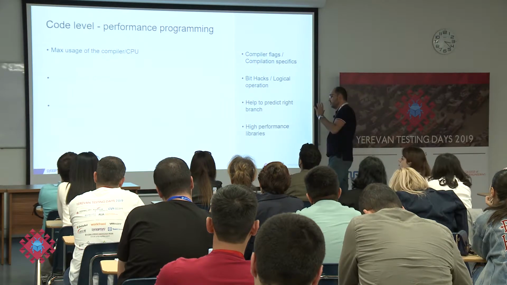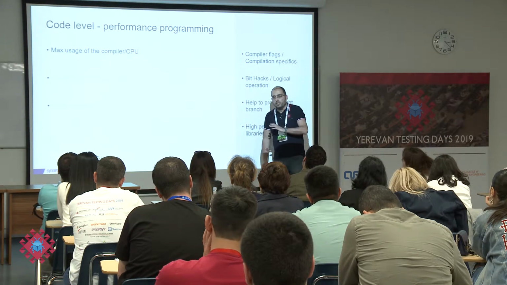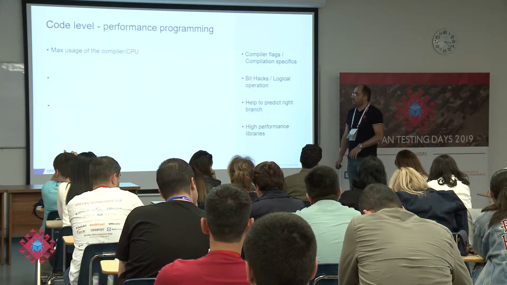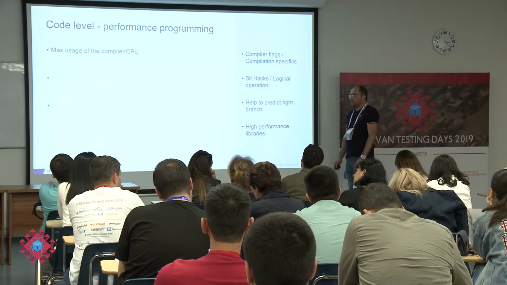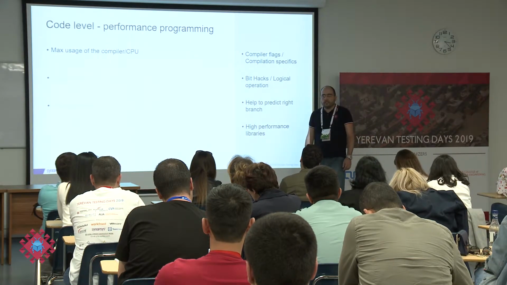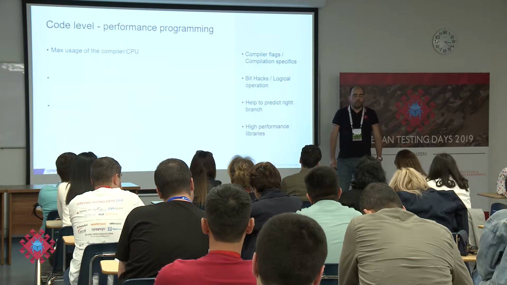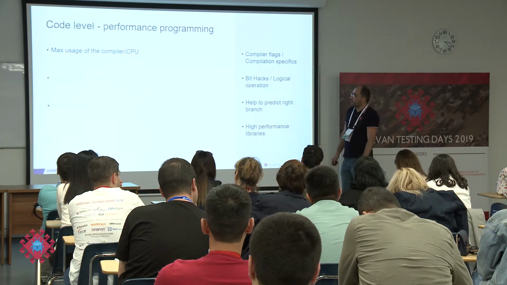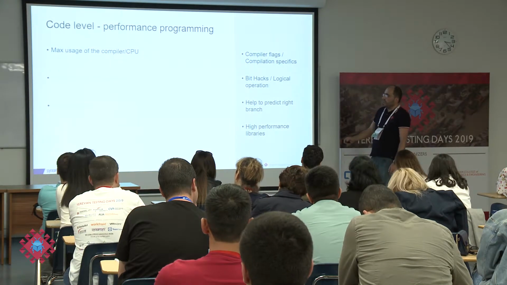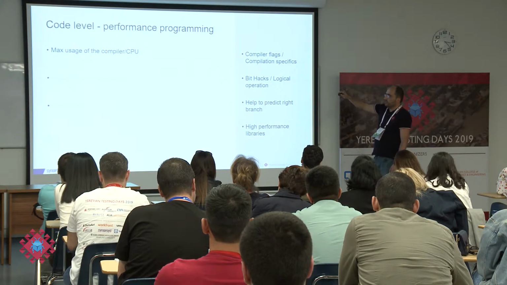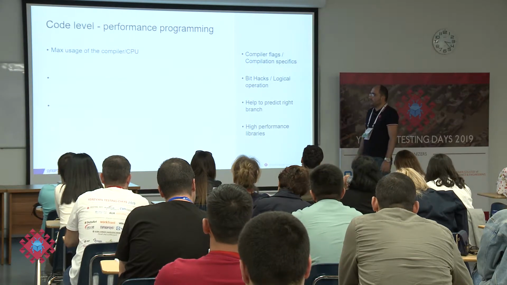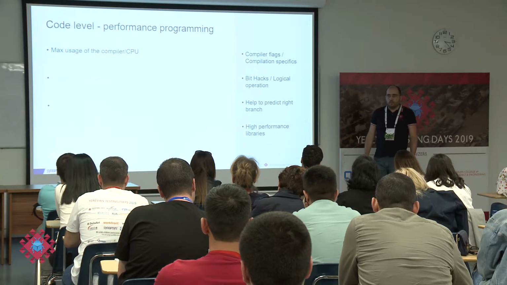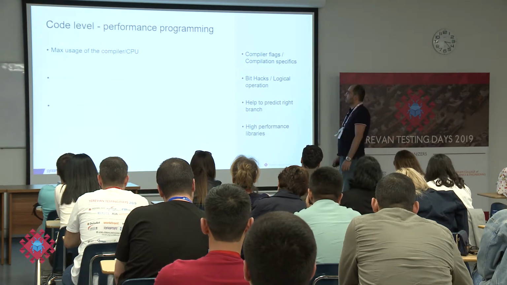So we talked about requirements and design, now about coding. For coding, there are a lot of good practices on how to build your code efficiently. What does it mean? First, I categorize these points in three. The first category is maximum usage of the compiler or processor, meaning the following.